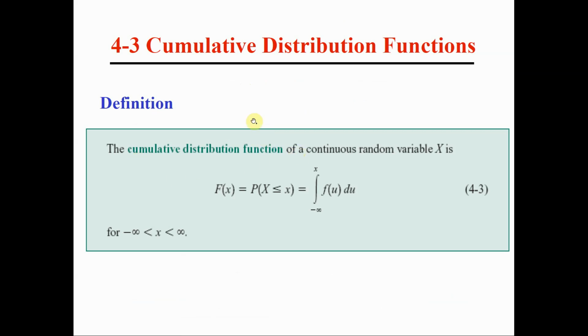Now we have a new concept, similar to the case of a discrete random variable. In the continuous random variable case, we also have a cumulative distribution function, the capital F of x. So what is the meaning of the cumulative distribution function? By definition, the cumulative distribution F of x is equal to the probability that our variable is less than or equal to value x. So far, until this point, it's exactly the same definition as in the discrete case.